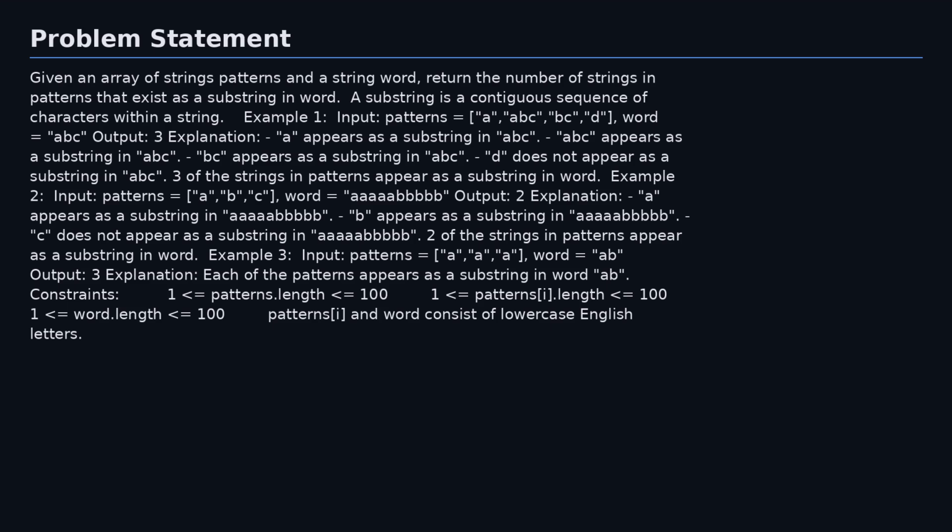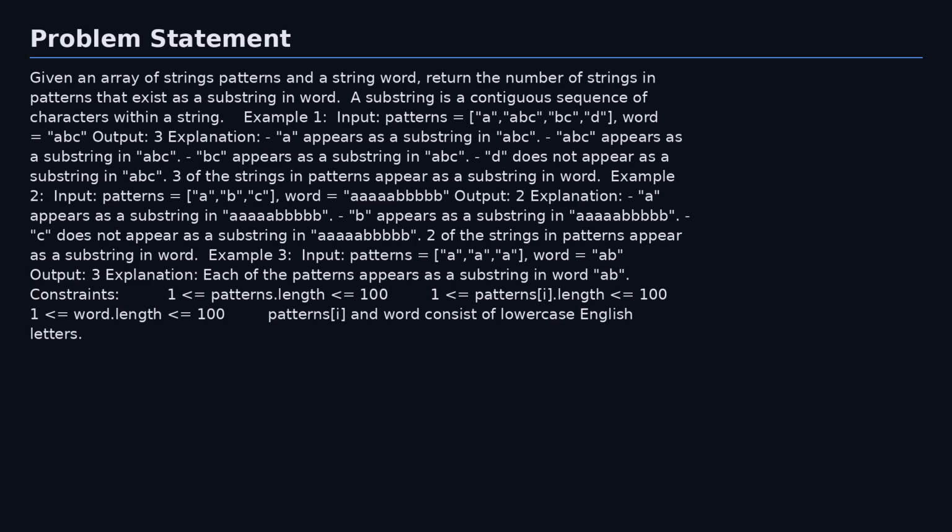So, let's get started. The problem states that we have a list of patterns, which are essentially strings, and a word, which is also a string. We need to find out how many of these patterns appear as substrings within the word. For example, if we have the word hello and the patterns he and lo, we would count both of these patterns because they appear as substrings in the word. Our goal is to write a function that takes in these patterns and the word, and returns the number of patterns that appear as substrings.